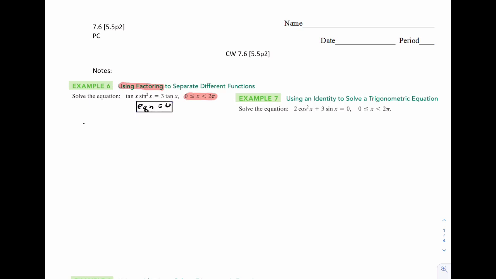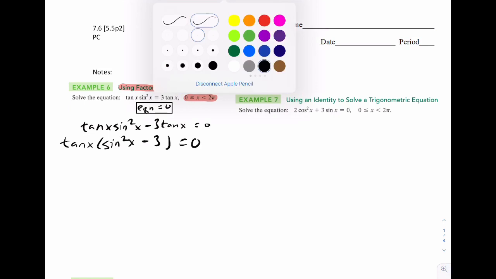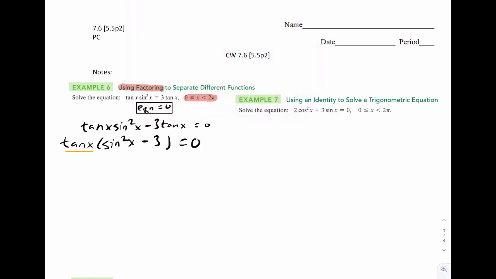So let's manipulate this. We'll subtract 3 tan x. So tan x sine squared x minus 3 tan x, that should equal 0. Now we're going to use factoring. So tan x times sine squared x minus 3, that should equal 0. Now we have two pieces we're going to work with. We have piece number 1 right here, piece number 2 right here.